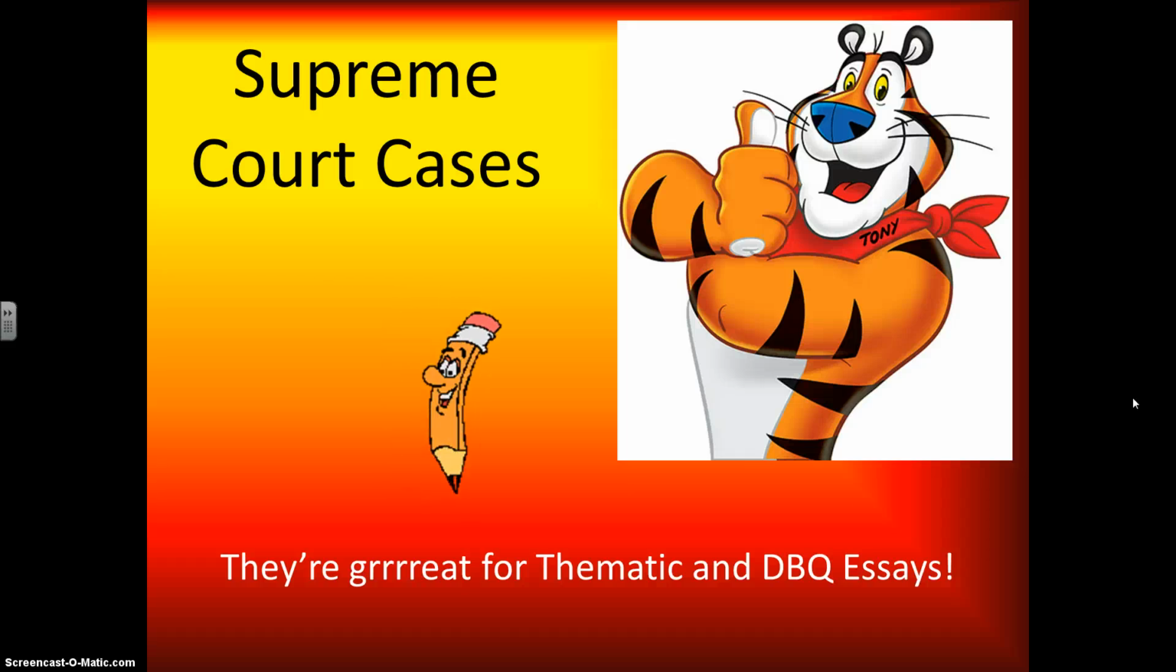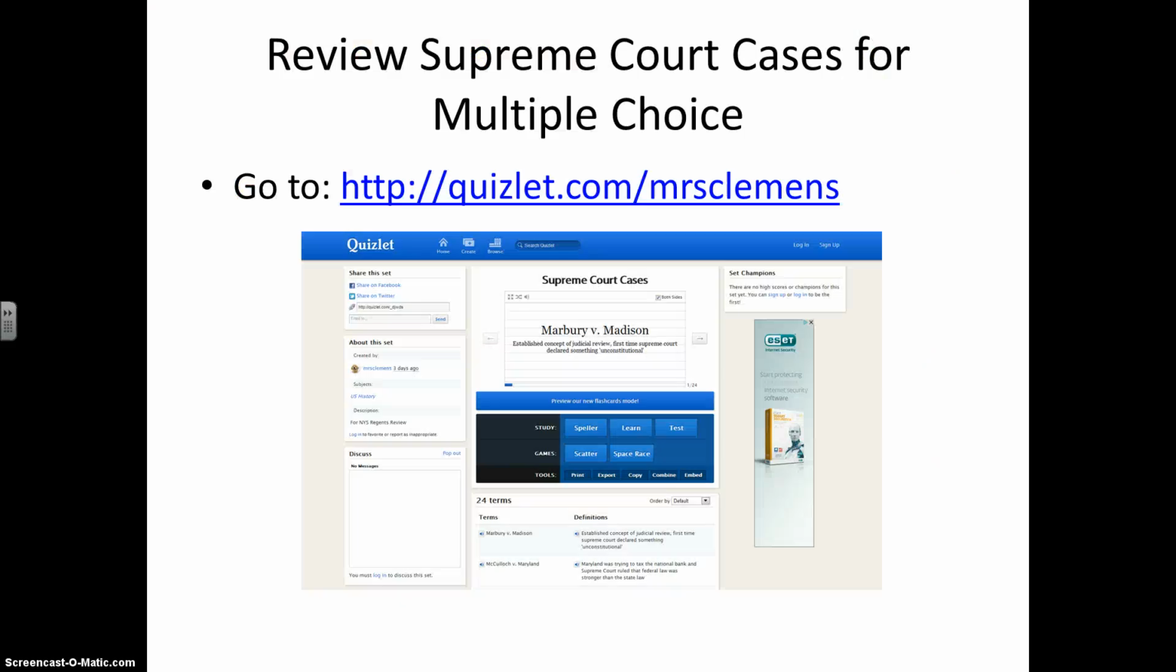We've talked a lot about how you might see them on multiple choice. And if you're not sure about where you might see them or how to study them, I made a Quizlet that will help out with that. All you have to do is go to Quizlet.com and Mrs. Clemens, and what you're going to find there is 24 different Supreme Court cases that are great to study for the Regents. If you look at the screen, you see Marbury versus Madison, and then you see the definition right underneath.